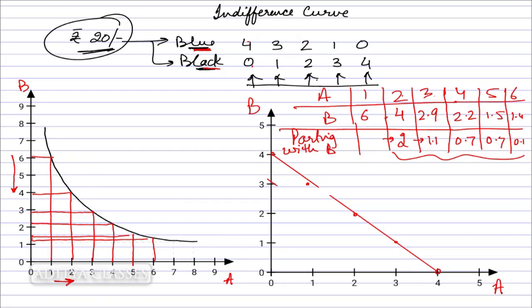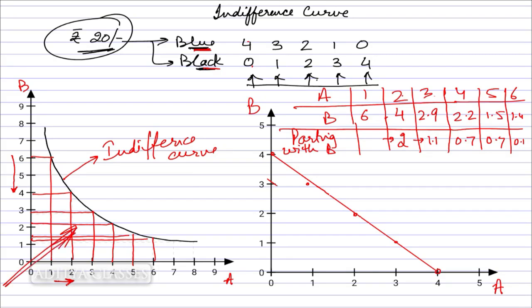Now let us clean this up. So this is our indifference curve. This convex curve is our indifference curve, and it is convex to the origin. We call it convex to the origin. Right? Now this was indifference curve. Our next thing that we are talking about today is indifference map. What is indifference map?